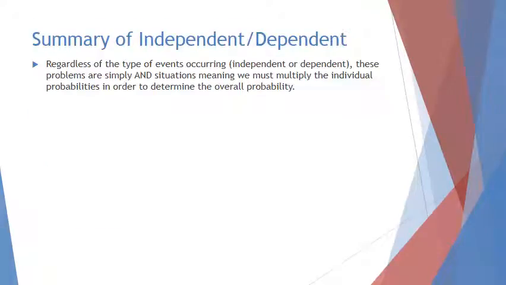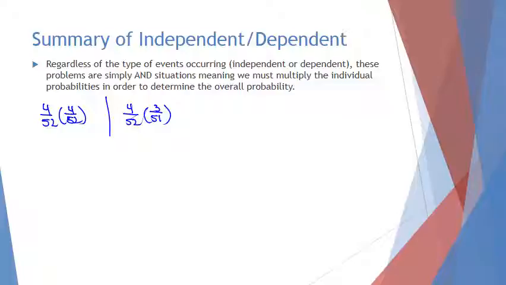So summary of independent and dependent. Regardless of the type of events occurring, independent or dependent, these problems are simply AND situations, meaning we must multiply the individual probabilities in order to determine the overall probability. So if I go back to the first one, I could have just simply multiplied 4 over 52 times 4 over 52. In the second one, it would have been 4 over 52 times 3 over 51.